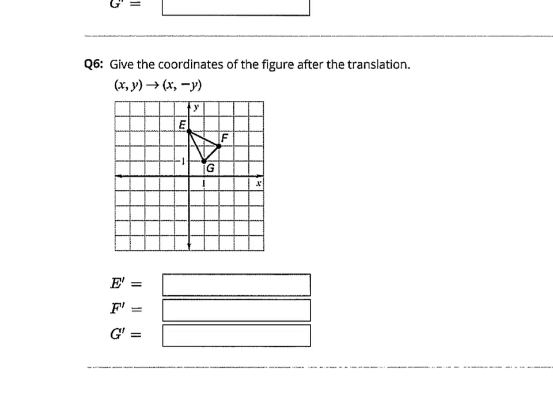Question number 6 is the same thing other than they've changed the y from a positive to a negative, which means, again, they're just multiplying all the y's by a negative 1. So that'll give you the new y coordinate. And for the x coordinate, it stays the same.